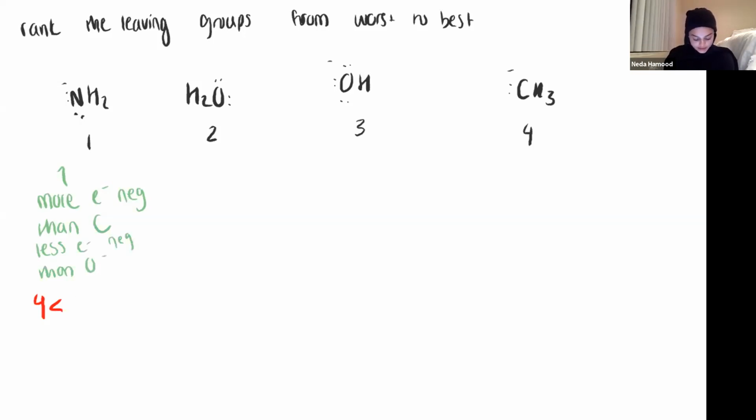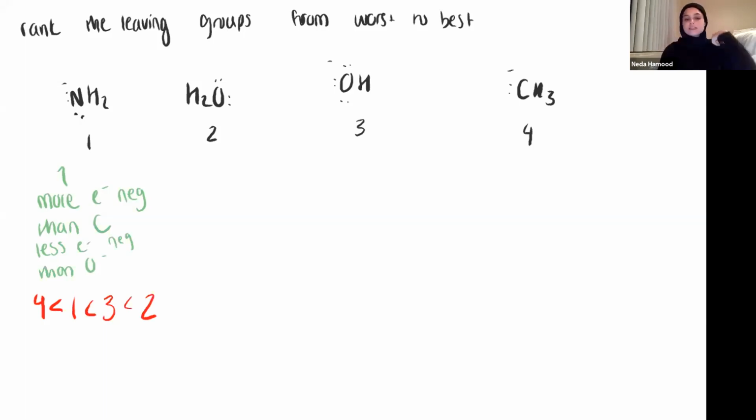So then after that, it's going to be 1, and then like I said, 3, and then 2. So water is super happy on its own. It's actually a pretty decent leaving group. Once you get to Orgo 2, you'll see that there are reactions where you actually make OH water so that it can be a good leaving group.